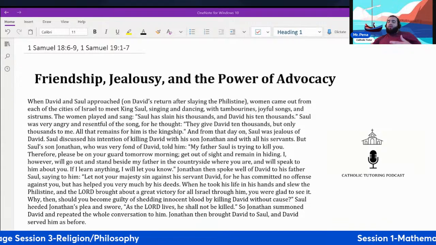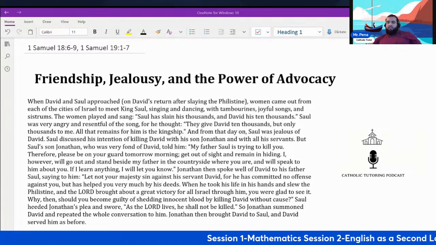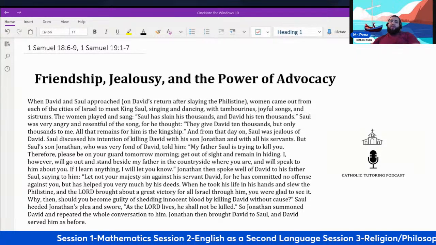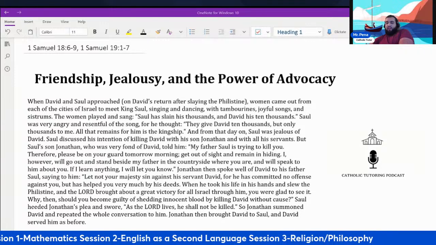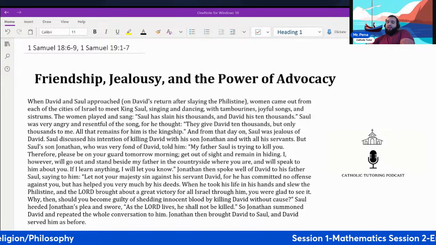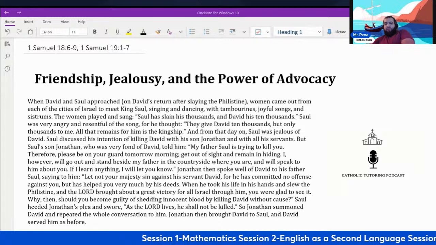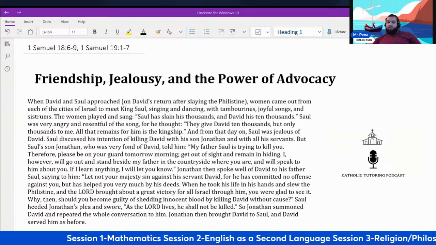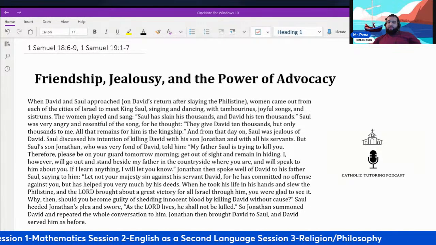As we navigate our own relationships, let us be vigilant against the seeds of jealousy and resentment. Let us emulate Jonathan's courage in speaking out against injustice, and advocating for the well-being of others. May we seek true and selfless friendships that reflect the love of Christ, who laid down his life for his friends. Amen.